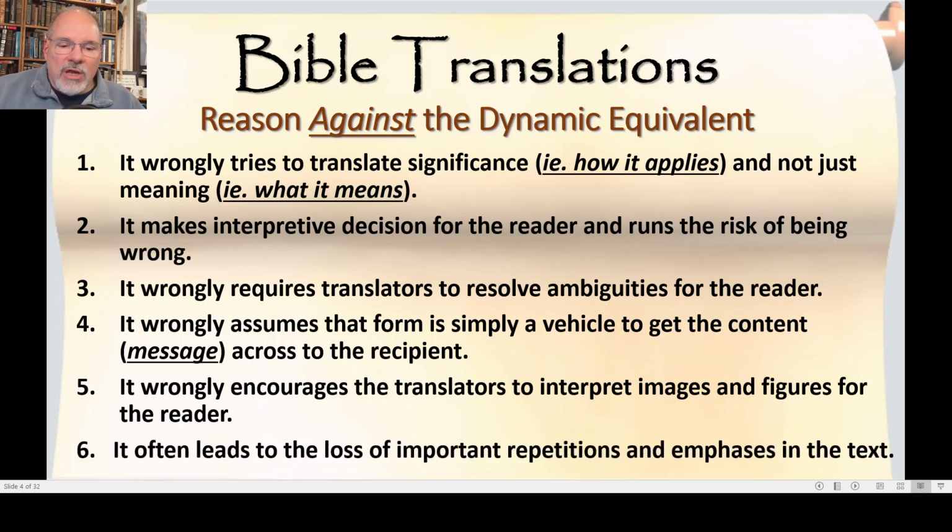And it often leads to a loss of important repetitions and emphasis in the text. In other words, there are times when things are repeated in the original where paraphrases remove the repetition because it doesn't seem to communicate well. But yet, at the same time, it's repeated for a purpose and for emphasis. That's why God has done it.